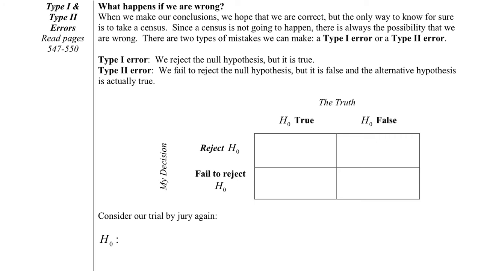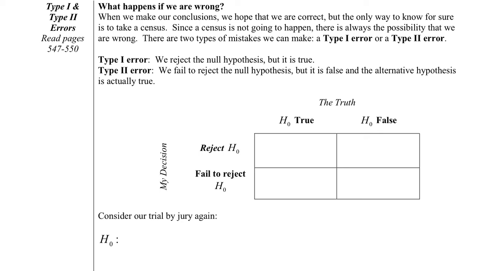So what happens if we're wrong? Because if alpha is set at 5%, 5% of the time, something could occur by chance. So we hope we're correct, but the only way to know for sure is to take a census. Since censuses just aren't going to happen, that means we have to find out absolutely everything in our population. There's always the possibility that we're wrong.